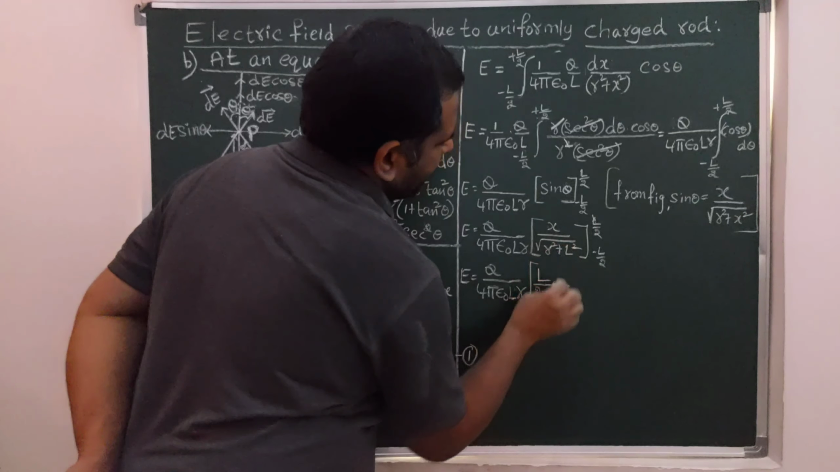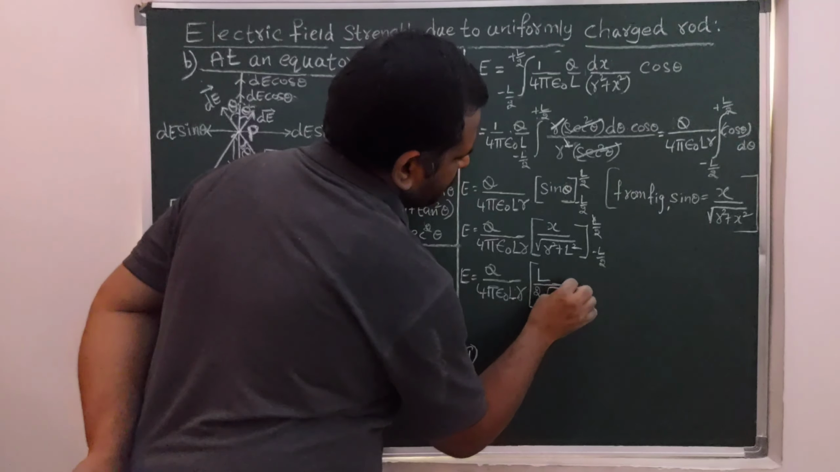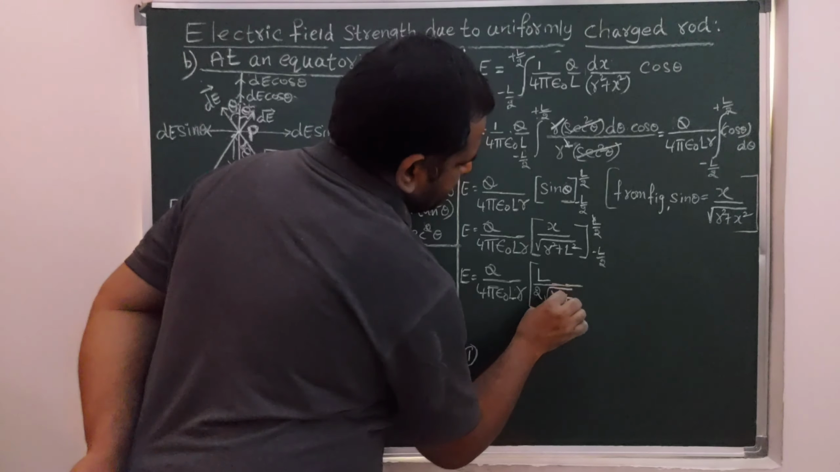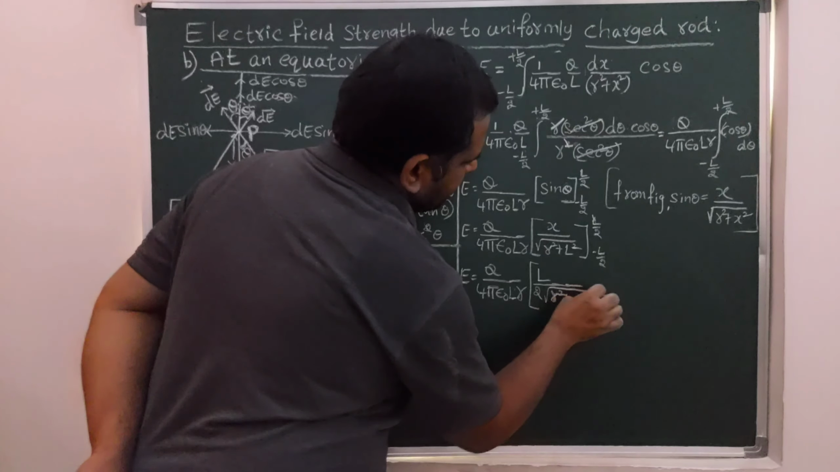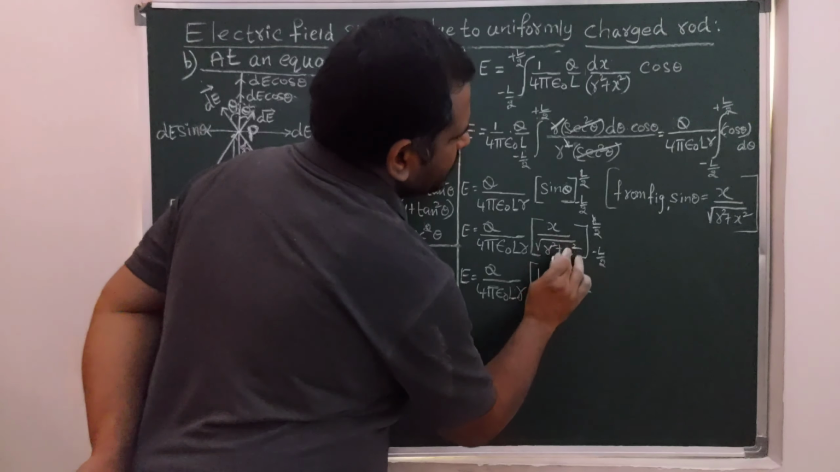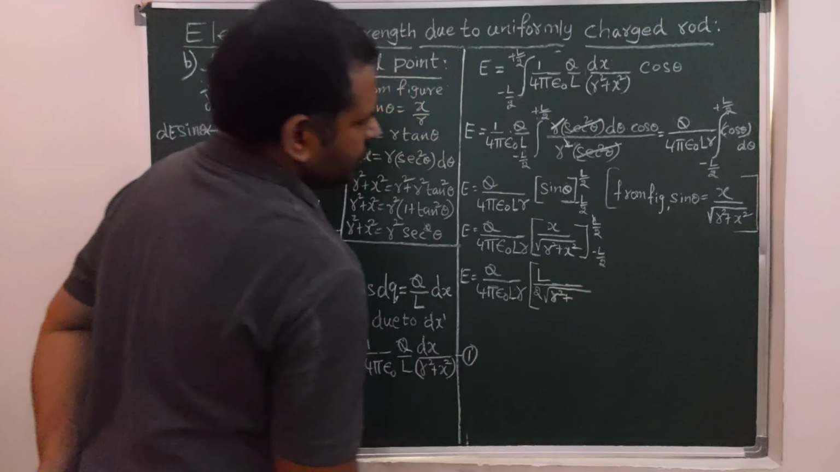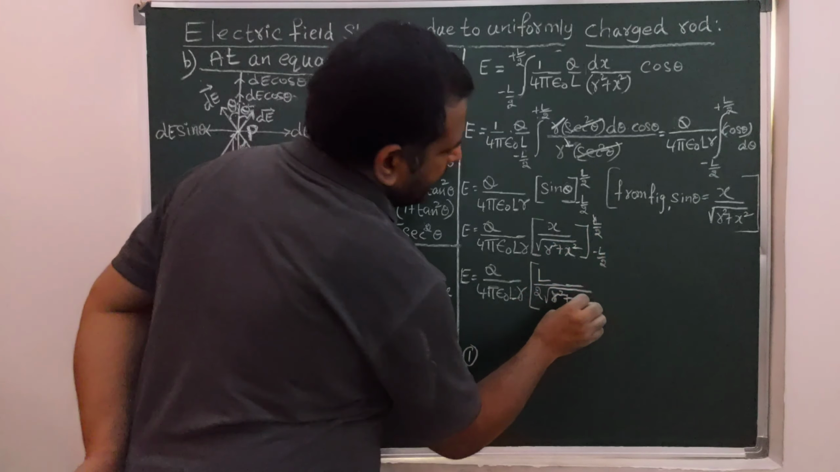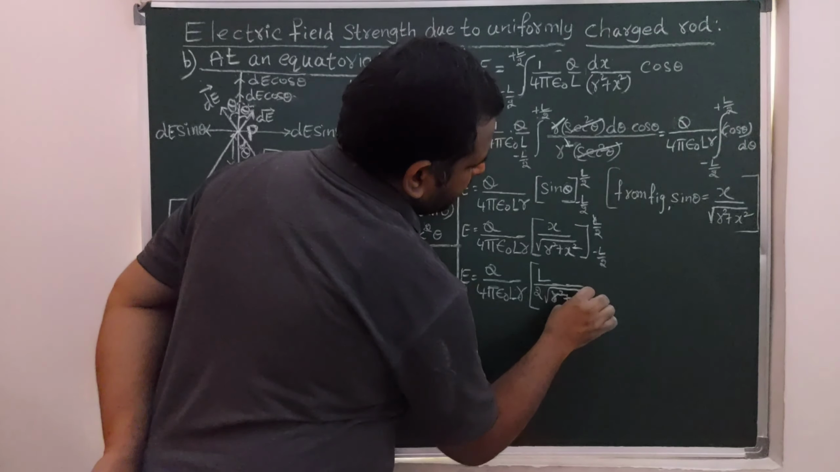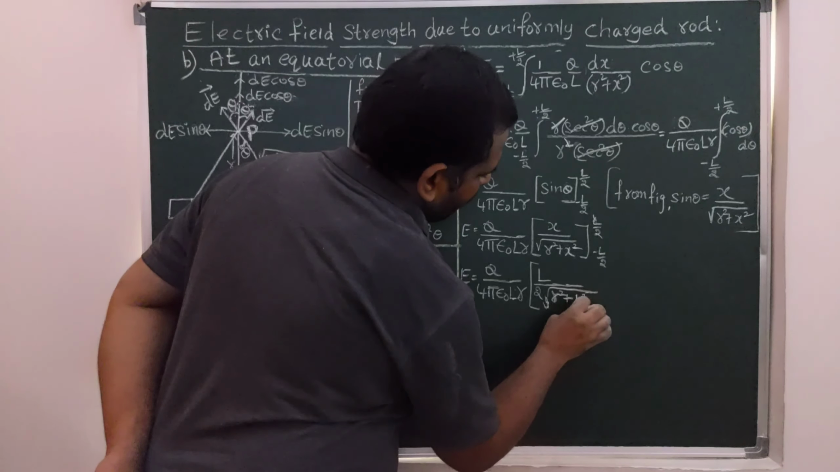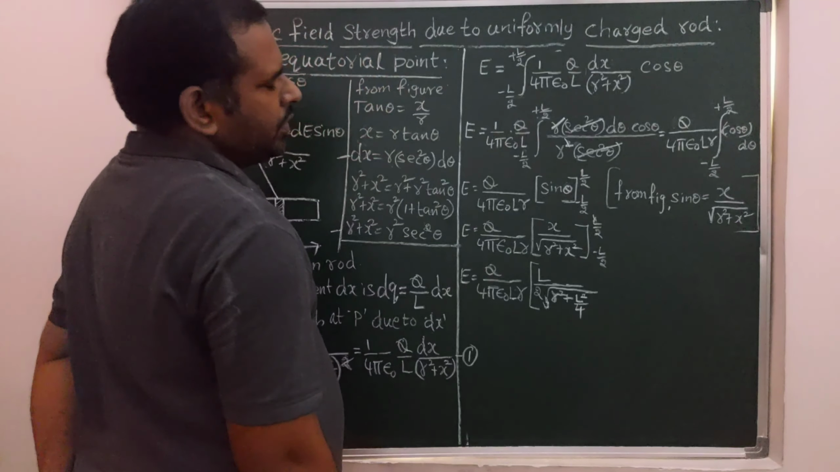And in the denominator, what is there? Under root r square plus x square. So r square, write as it is. Sorry, this is x square. So x means what we have to write? L by 2. So that becomes L square by 4.